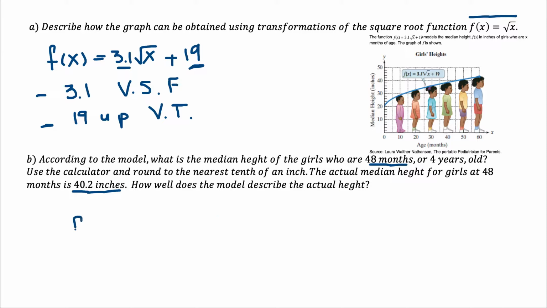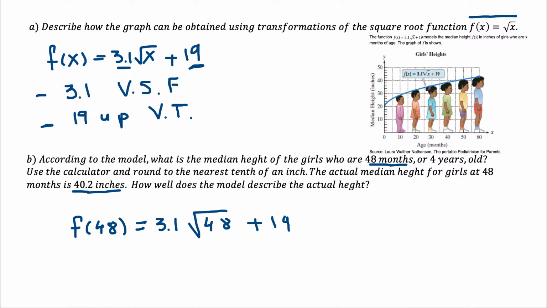So now, in this function, we are plugging in 48 months because we want to know the height of girls who are 48 months. Let's see how this function describes the height, and whether it is going to be closer to this value or not. Whenever I have x, I plug in 48 here, plus 19. And let's see what we get.